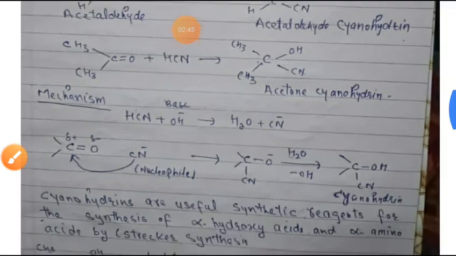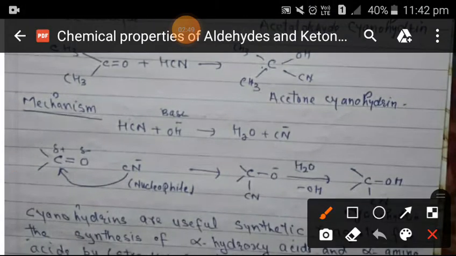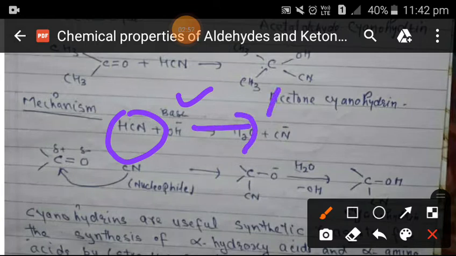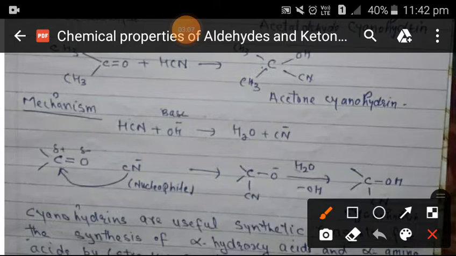Similarly, now we will see the mechanism of the reaction. You must know that hydrogen cyanide is a highly toxic substance and is very volatile. So while doing this reaction, you must take precautions in order to prevent yourself from health hazards. Clear?